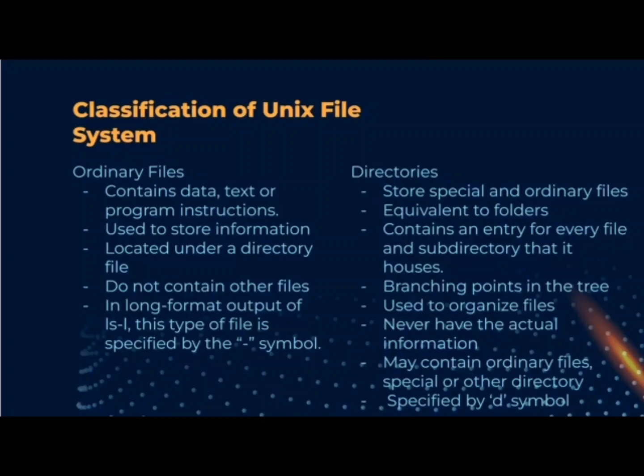A directory contains an entry for every file and subtree that it houses. Directories are the branching points in the tree, and they are only used to organize the files; they do not actually hold the data that we search for. A directory might contain ordinary files, special files, or other directories, and is specified by this symbol.